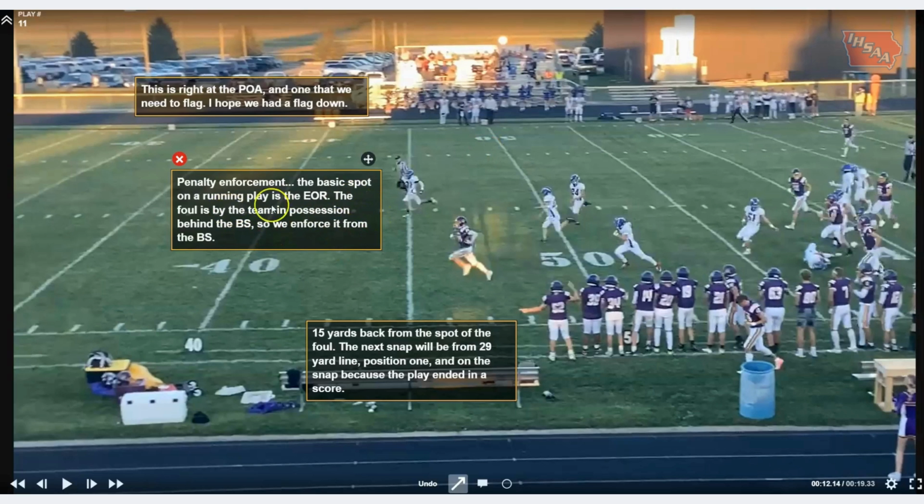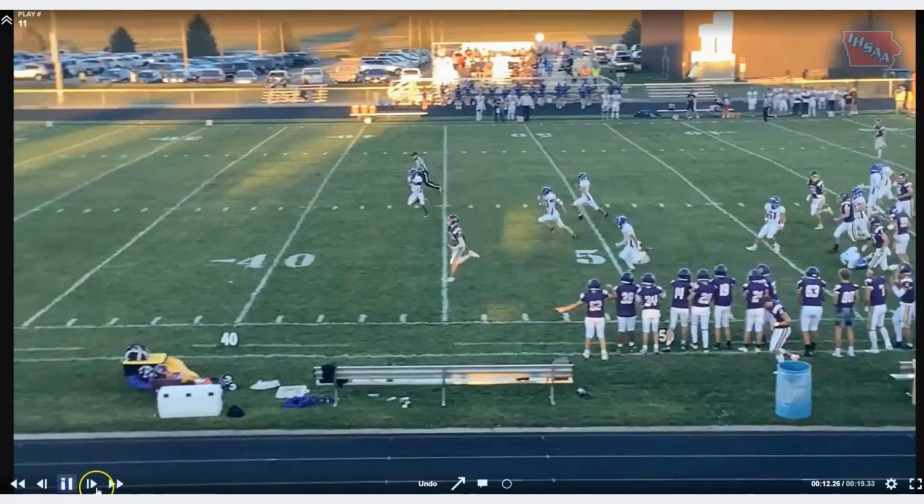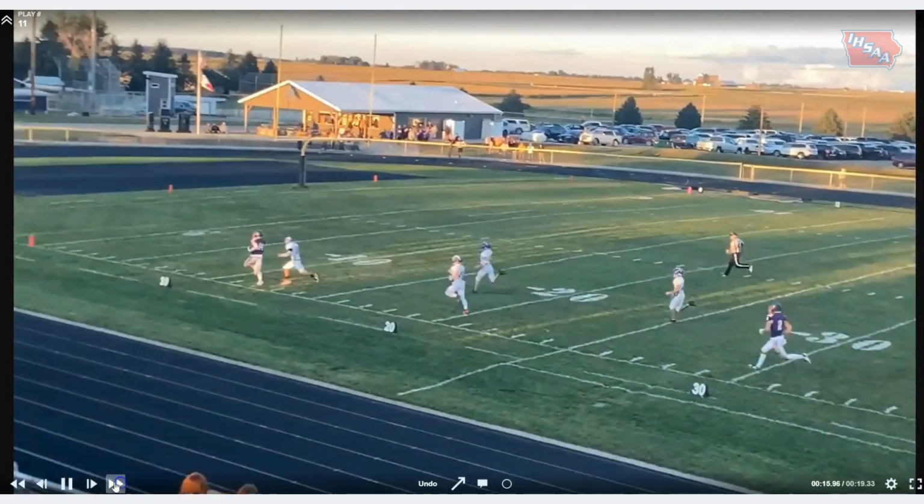That is incorrect. The foul is by the team in possession behind the basic spot. So we enforce it not from the basic spot. We enforce it from the spot of the foul. Sorry about that. 15 yards back from the spot of the foul. The next snap will be from the 29-yard line, position 1. And if we continue this play, you can see we ended up with a touchdown.